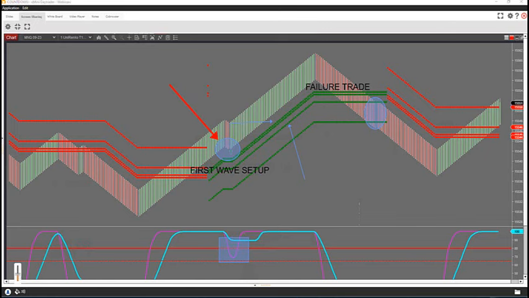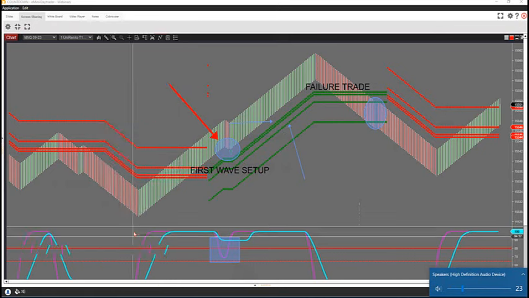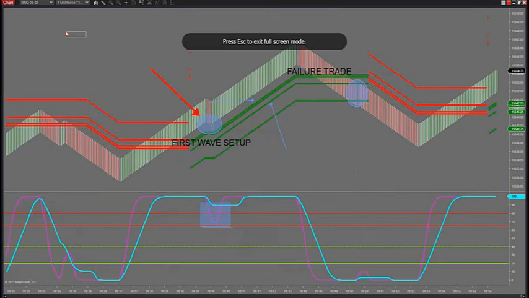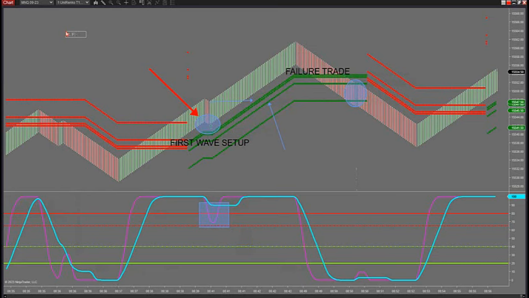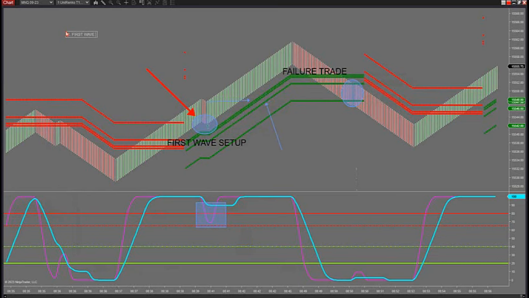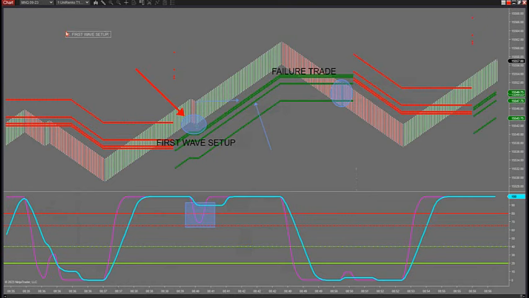All right, so let's take a look at tonight's conference call. We're going to break down four conference calls in a row. Our first setup, and this is the first setup that everyone should know how to do, is the first wave setup.